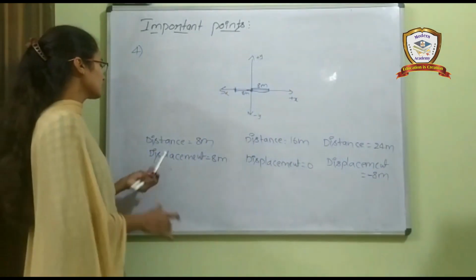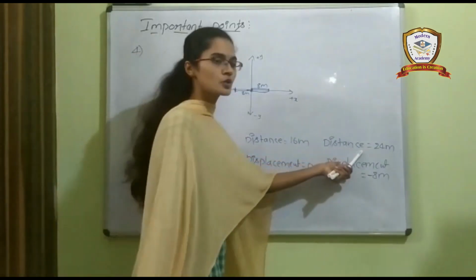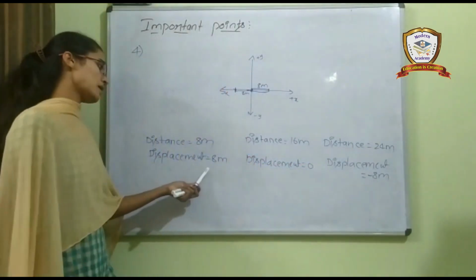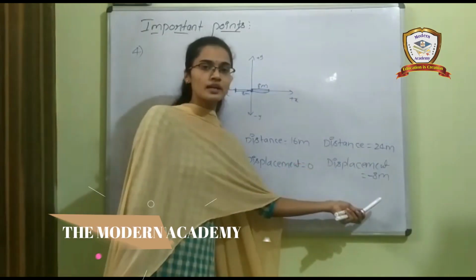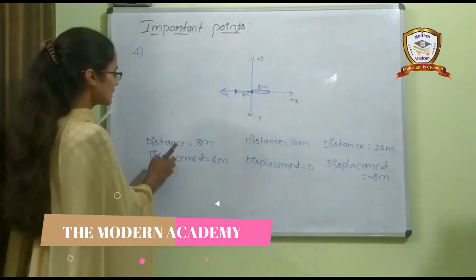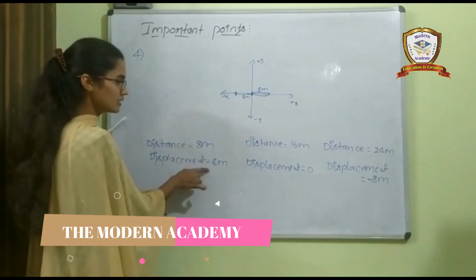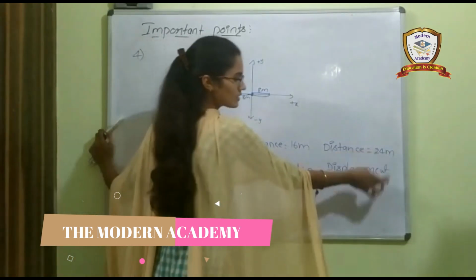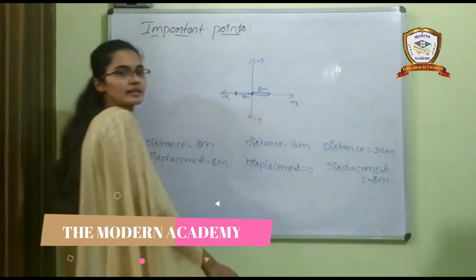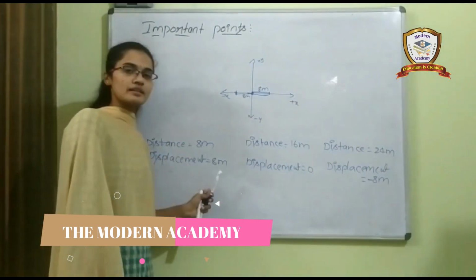So, just observe here. Distance is always a positive quantity, but displacement can be positive, 0 and also negative. If you observe one more thing, distance is always greater than or equal to displacement. Here it is equal, here it is greater, here it is greater. So that means distance is always greater than or equal to displacement.